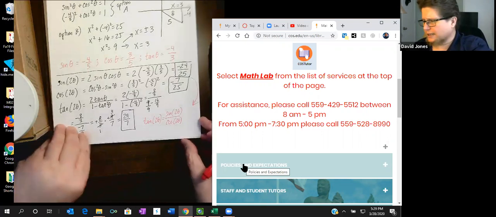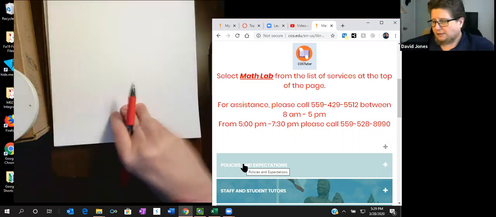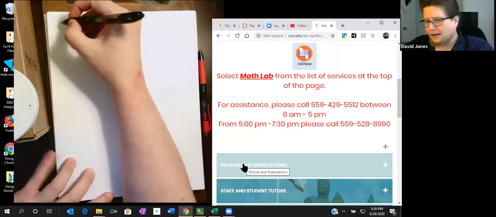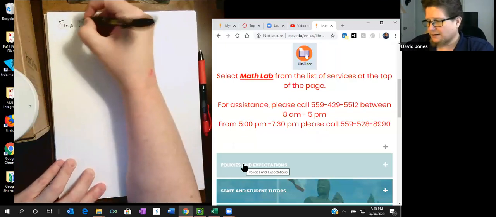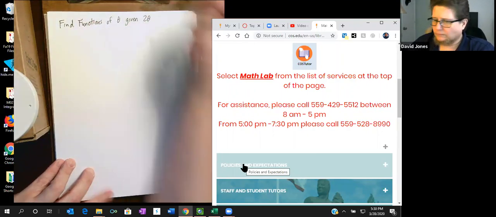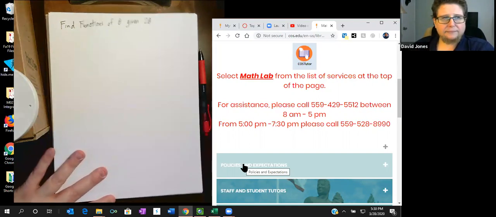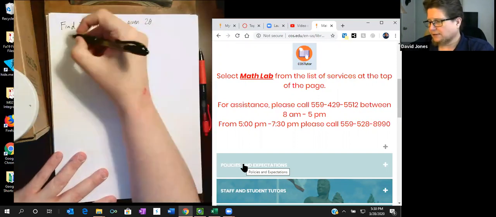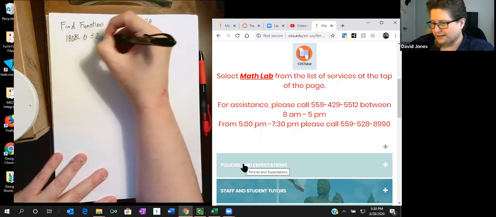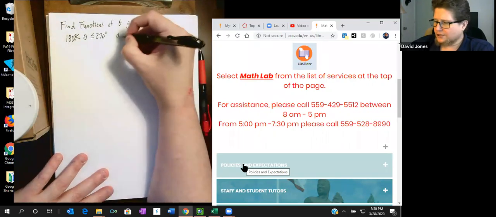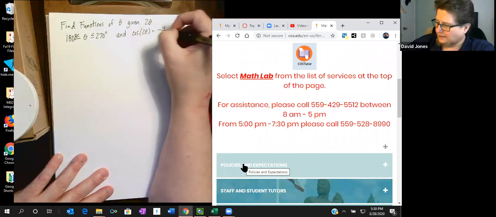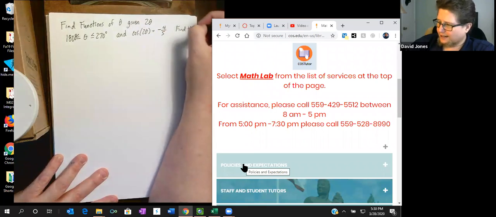All right, let's take a look at another example. Last time we found functions of 2 theta given theta. Let's switch it around. Now let's find functions of theta given 2 theta. Here's our example. Theta is between 180 degrees and 270 degrees, and cosine of 2 theta is negative 4/5. Find the 6 trig functions of theta.